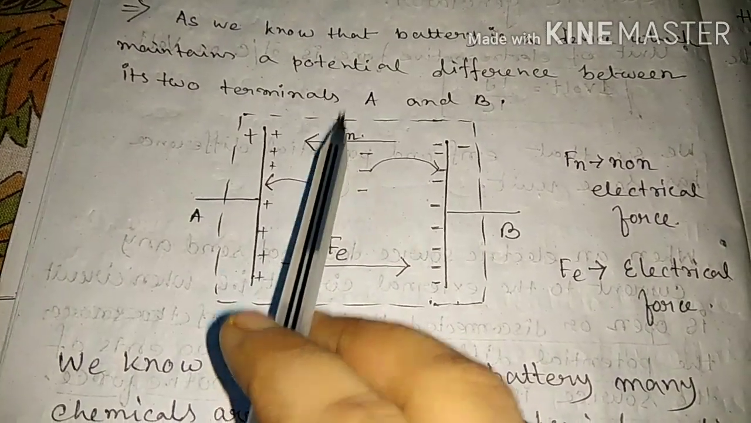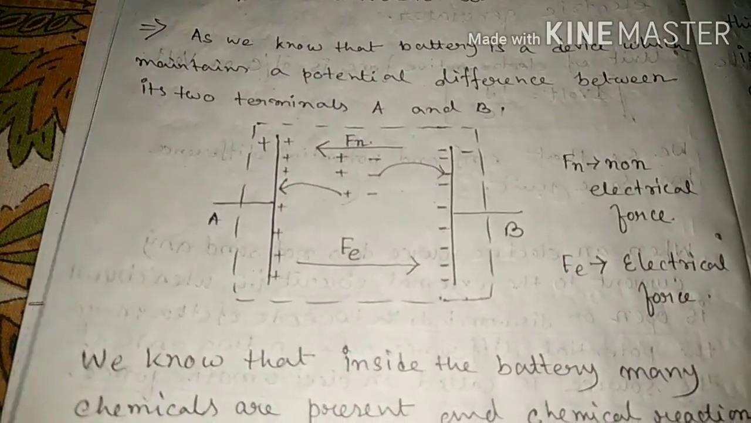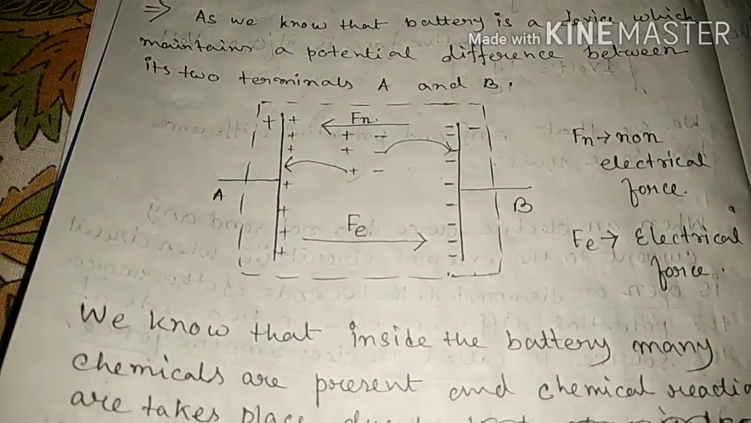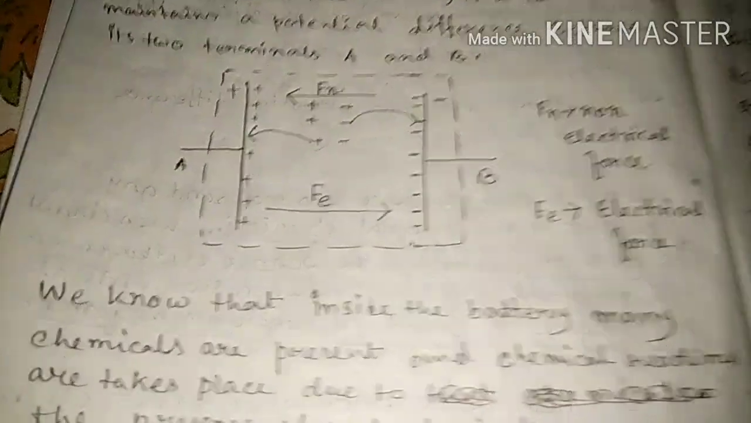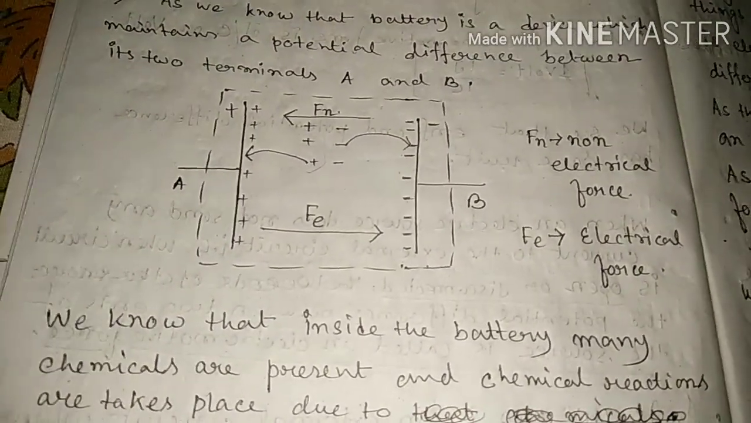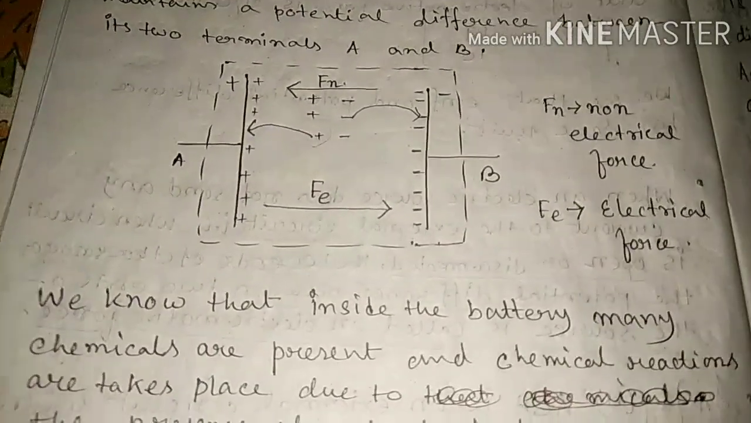Clear? So this Fn is called non-electrical force because its function is opposite to the electrical force. What is the function of electrical force? It creates attraction between positive and negative. It creates repulsion between positive-positive and negative-negative.